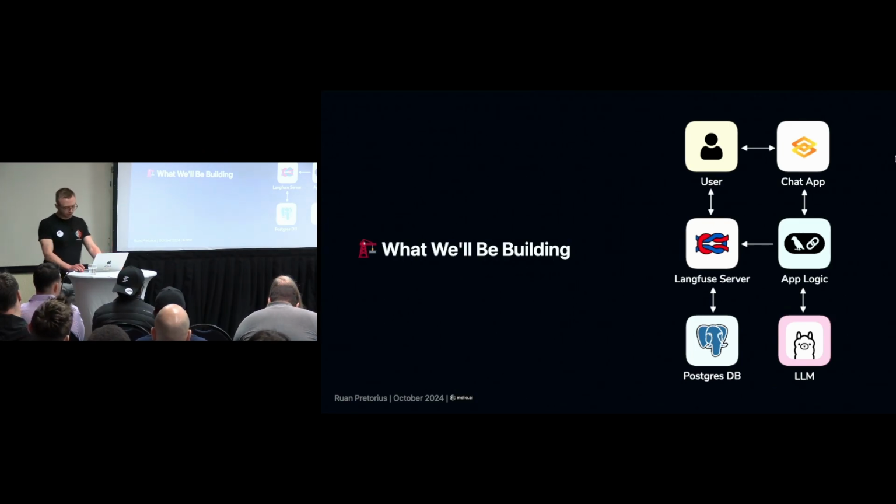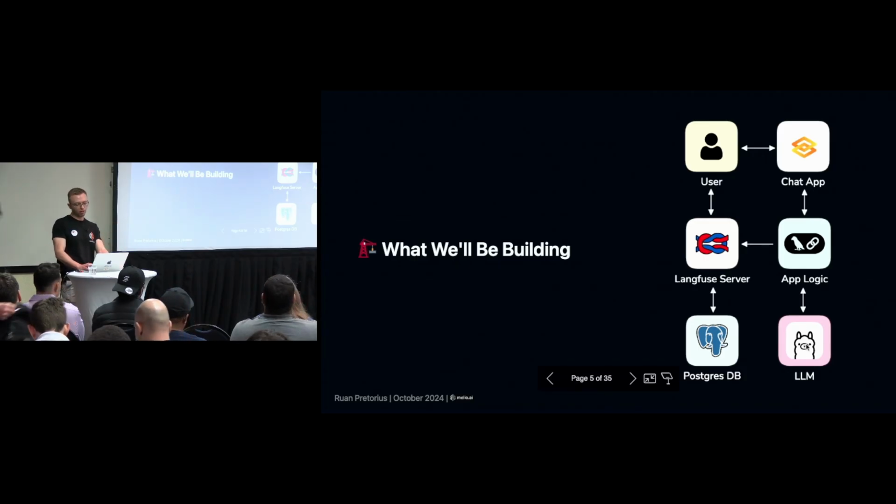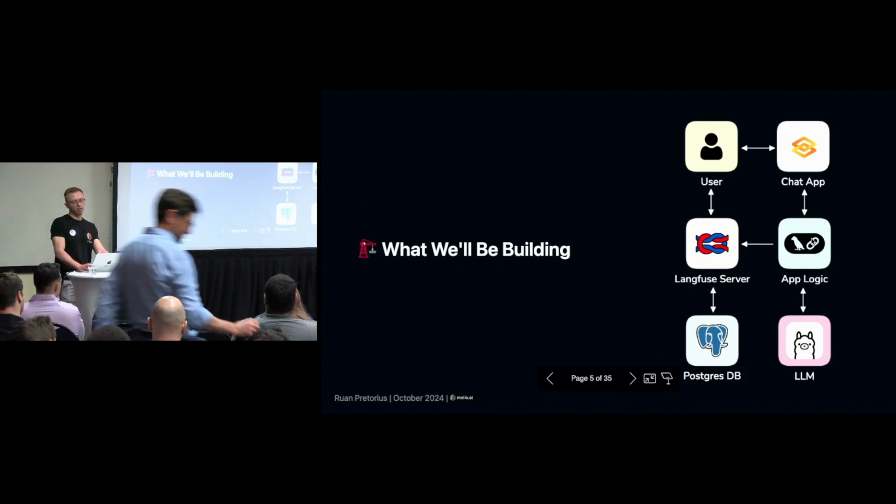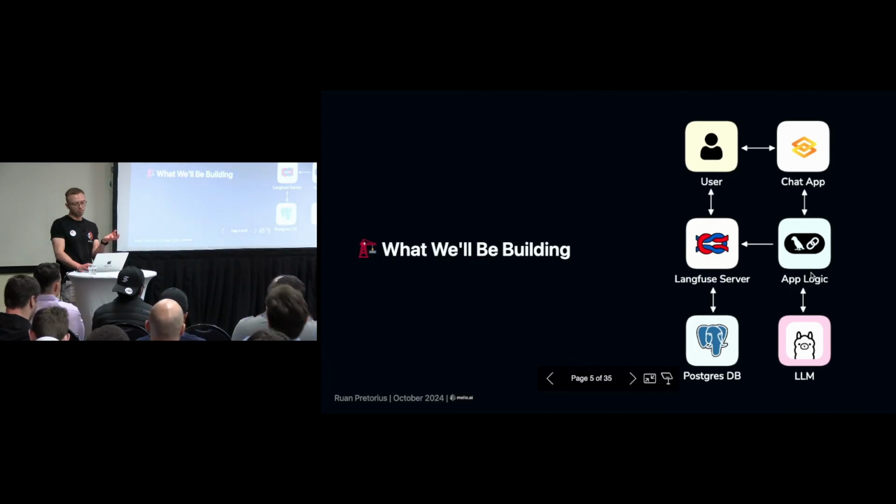So just a real quick high-level overview of some of the components we'll be looking at. Starting at the bottom right here, we'll set up our language model locally with Ollama, and then our app logic will be interacting with that language model. We can use something like LangChain to code that up. And then we'll have a Langfuse server as well, which we'll be actually sending the traces to for the monitoring.